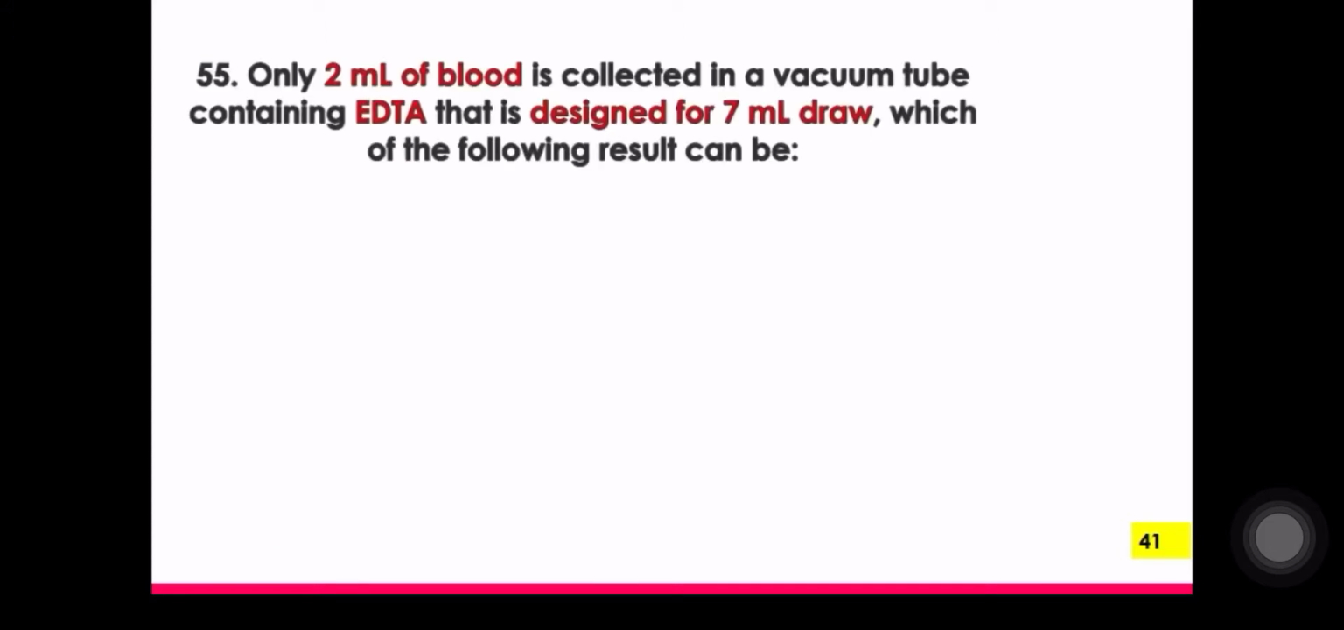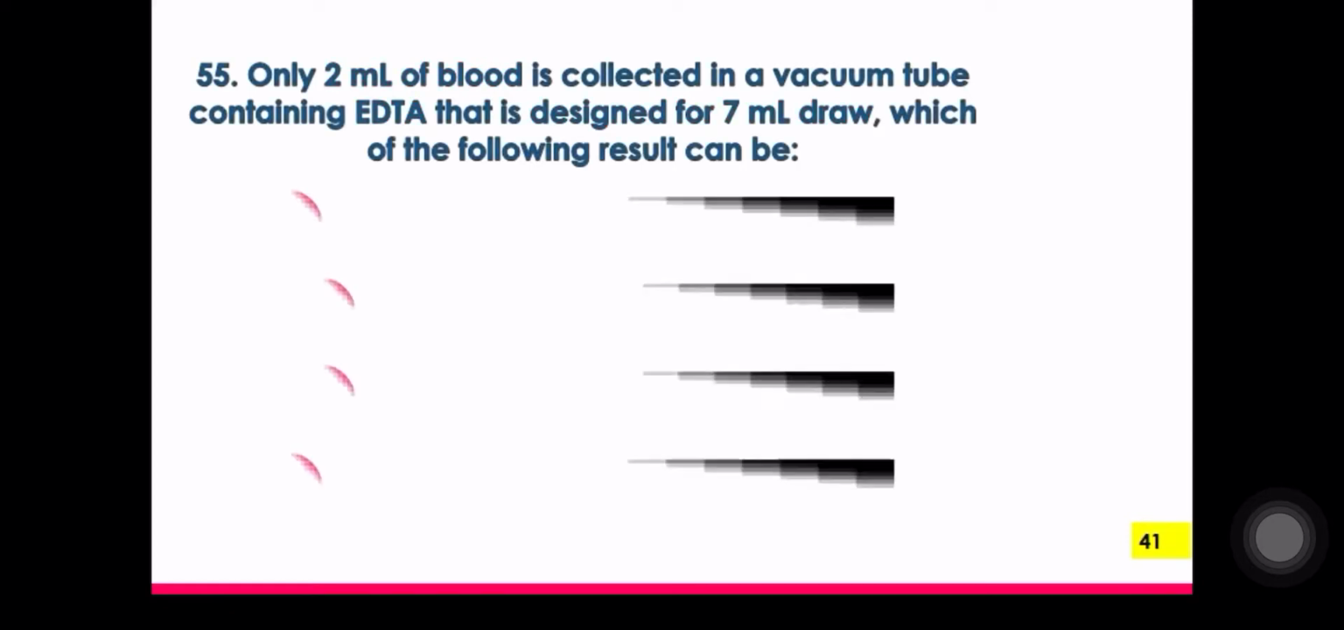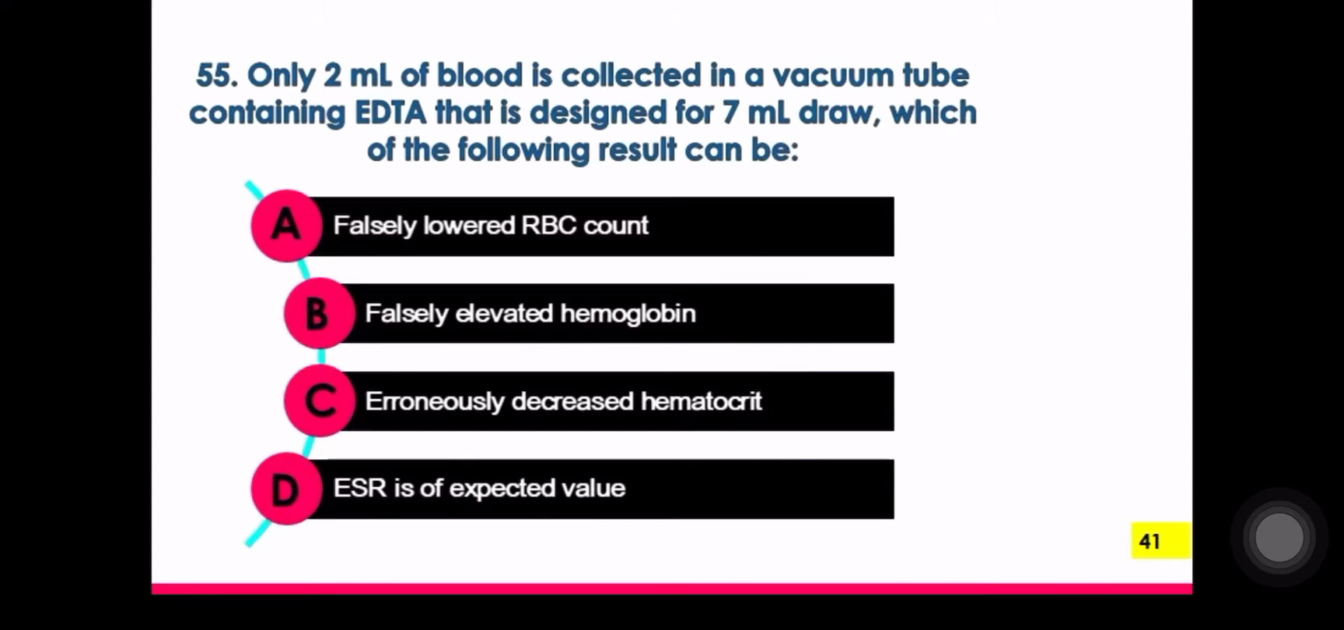Okay, for number 55, only 2 ml of blood is collected in a vacuum tube containing EDTA that is designed for a 7 ml draw. Which of the following results can be expected? As you can see, 2 ml of blood po ang nilagay sa vacuum tube, but originally that is designed for a 7 ml draw. So that's over-anticoagulation or excessive anticoagulant. Choices, anong effect niya? Is it letter A, falsely lowered RBC count, letter B, falsely elevated hemoglobin, letter C, erroneously decreased hematocrit, or letter D, ESR is of expected value?